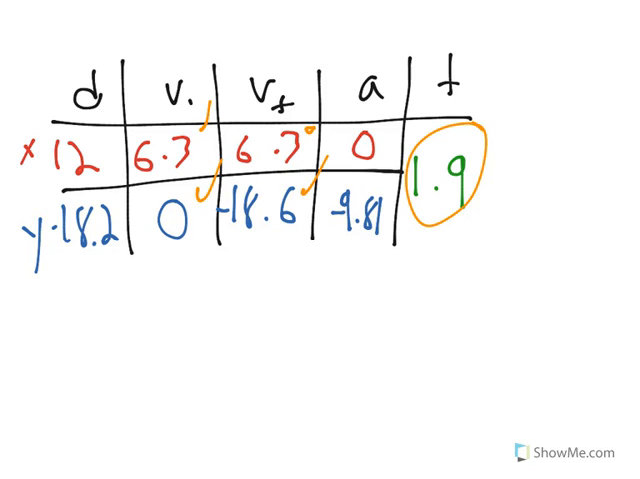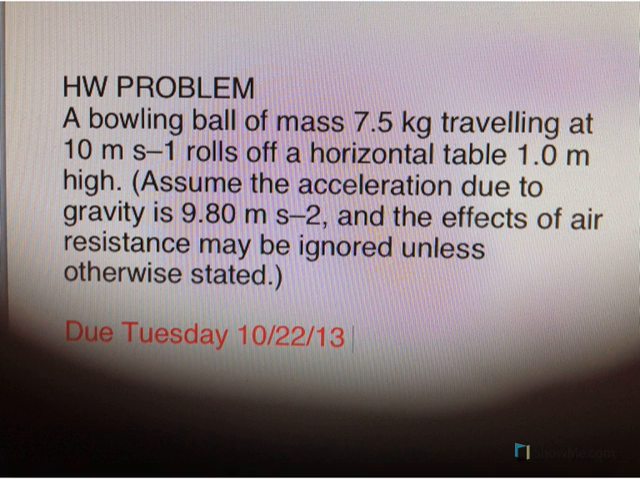It's going to be a similar problem, and all right, here it is. It says a bowling ball, of mass 7.5 kilograms, traveling at 10 meters per second, rolls off a horizontal table, 1 meter high. Assume the acceleration due to gravity is 9.8. You know what? Let's change this to 9.81. Just use regular acceleration, 9.81 meters per second squared, and the effects of air resistance may be ignored unless otherwise stated, which it's not. All right, so here's your homework problem.